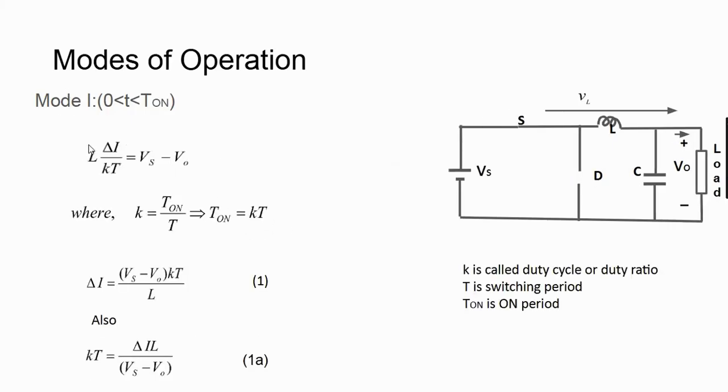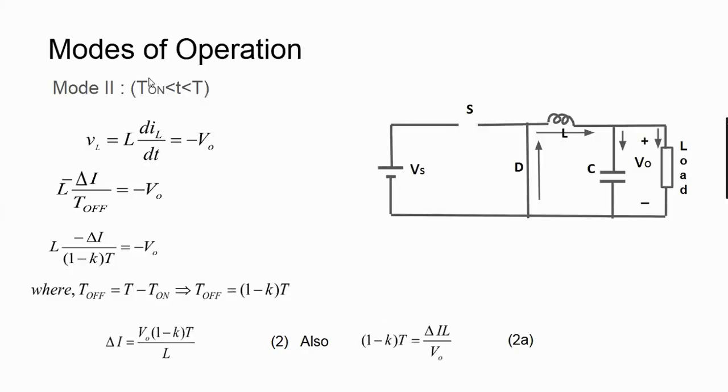And T on by T is nothing but K, so T on equals K into T. Thus del I equals (Vs minus V0) into KT divided by L, which is taken as equation 1. We can also write KT equal to del IL by (Vs minus V0). Where K is the duty ratio, T is the switching period, and T on is the on period of the switch.